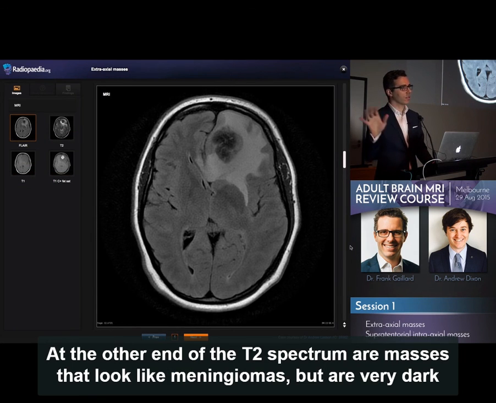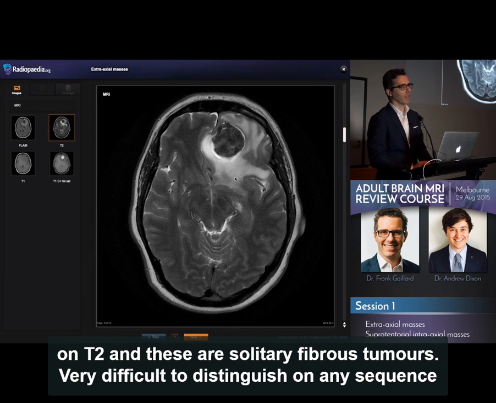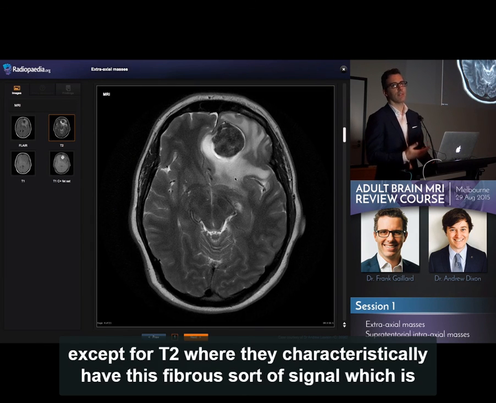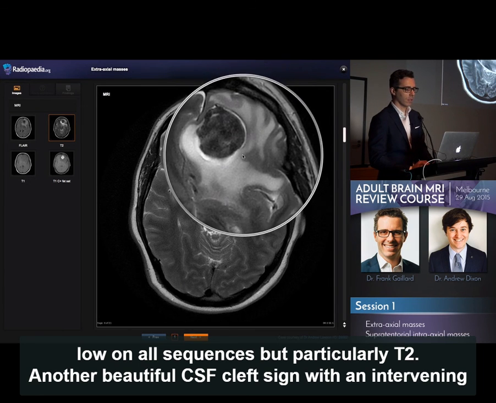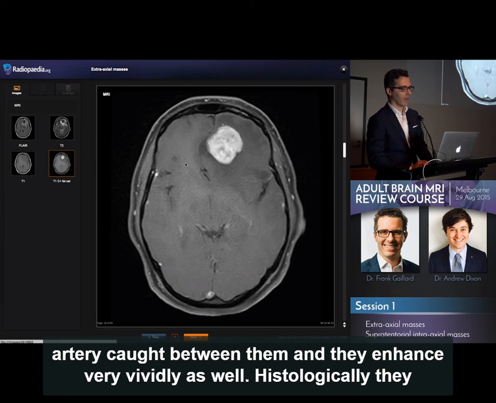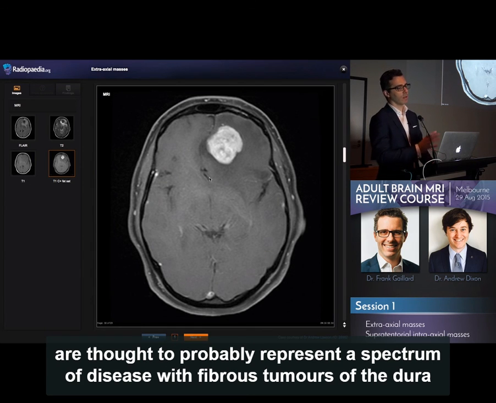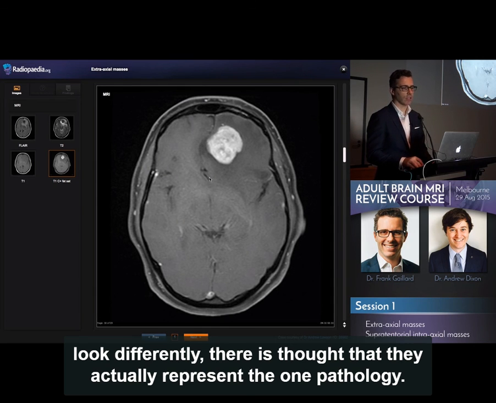At the other end of the T2 spectrum are masses that look like meningiomas but are very dark on T2, and these are solitary fibrous tumours. Very difficult to distinguish on any sequence except for T2, where they characteristically have this fibrous sort of signal, which is low on all sequences, but particularly T2. Another beautiful CSF cleft sign with an intervening artery caught between them. And they enhance very vividly as well. Histologically, they're thought to probably represent a spectrum of disease with fibrous tumours of the dura at one end and hemangiopericytomas at the other. Even though they behave very differently and look differently, there's thought that they actually represent the one pathology.